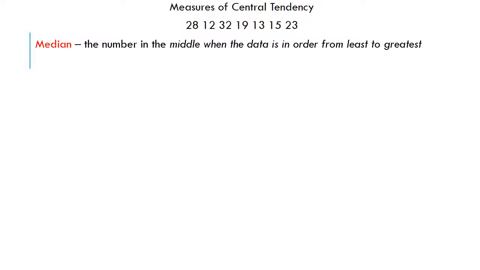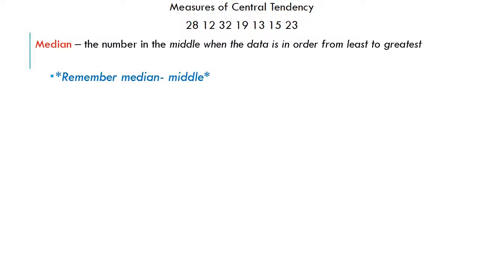Okay, now let's discuss the median. The median is the number in the middle when the data is in order from least to greatest. Remember the words median, middle. They both start with M, and they both have a D in the middle. One has a D in the middle, and the other has 2 Ds, but they have a D in the middle.